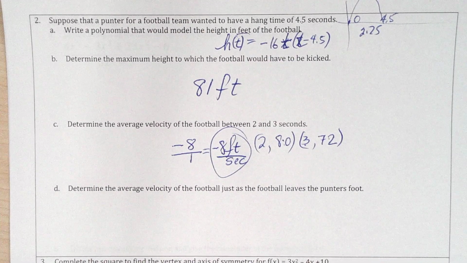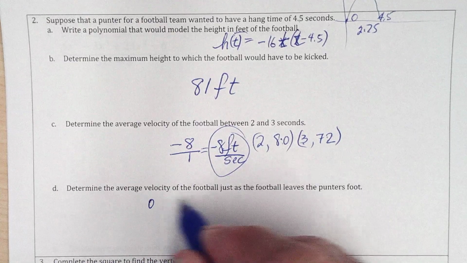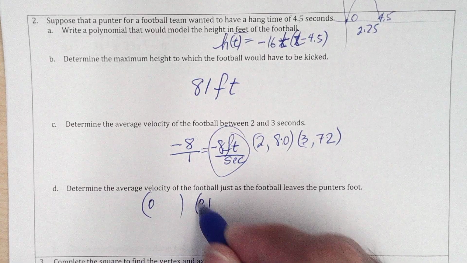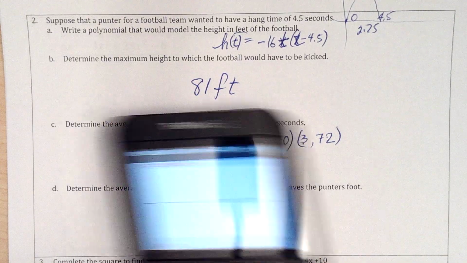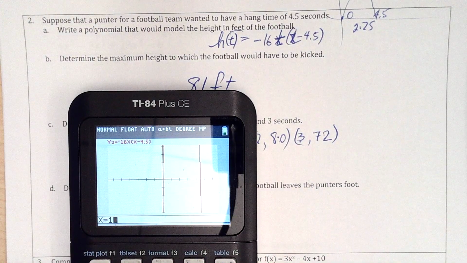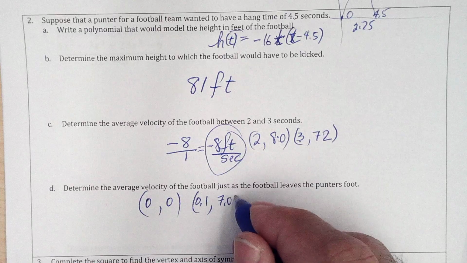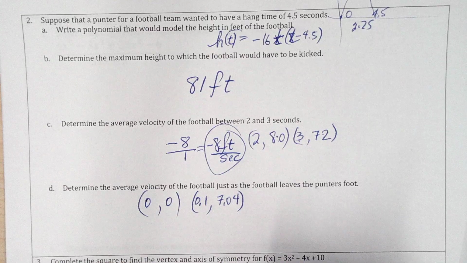Average velocity of the football just as the football leaves the punter's foot. So that would be at time 0, and at time just really close to that, I'll put in 0.1 seconds. So at 0, it's 0. And at 0.1, I get 7.04. So in a tenth of a second, it's already 7.04 feet high.